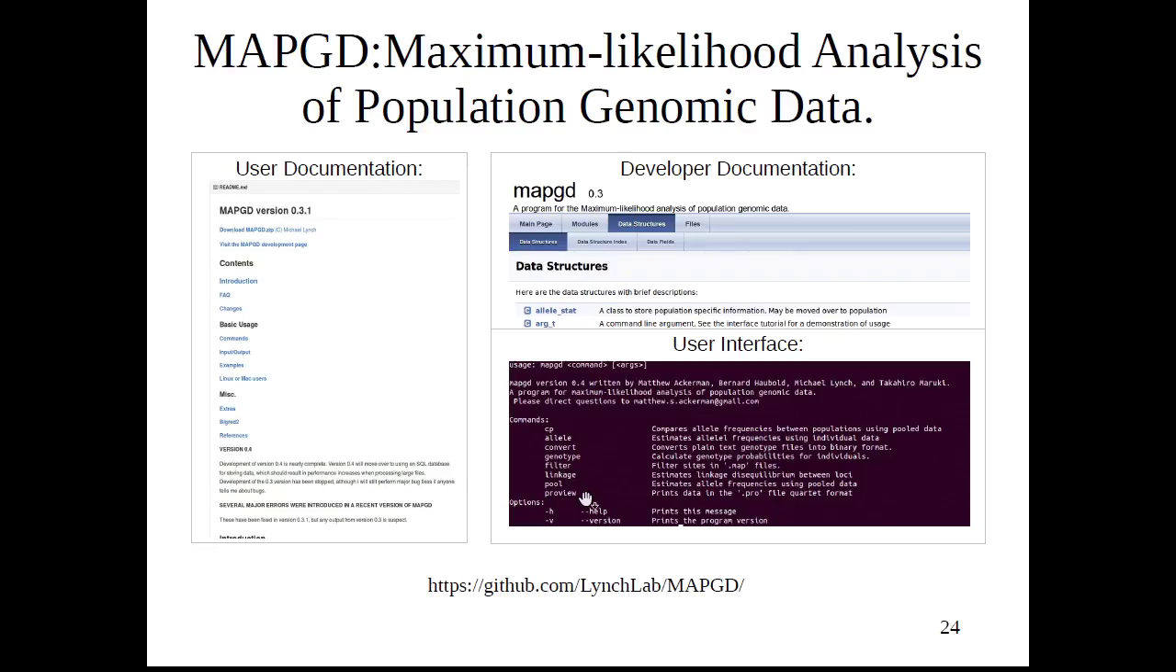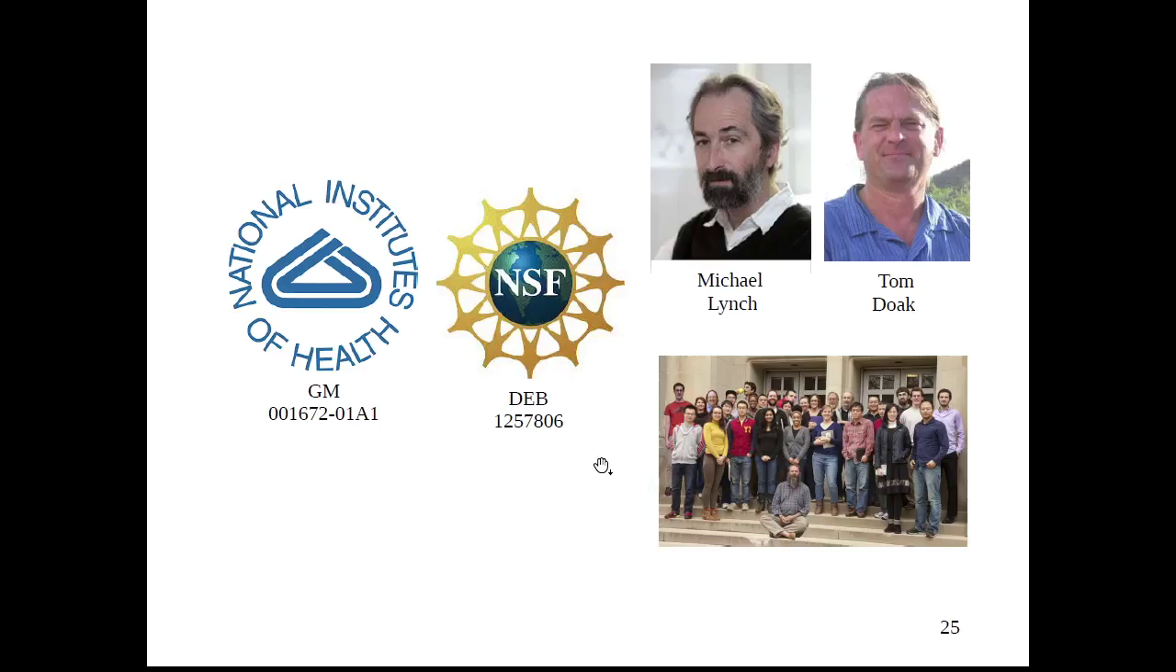So these methods and some other methods are all implemented in this program, which we like to call MapGD, which stands for Maximum Likelihood Analysis of Population Genomic Data. And you can go online on the Lynch Lab's GitHub website to download the program. And it should have some documentation up there, which I've written to tell you all the different things the program can do, like estimating genotypic likelihoods and allele frequencies. So go ahead and check that out. Although not that many people have used it yet, so there might be a number of bugs you can email me about and get them worked out.